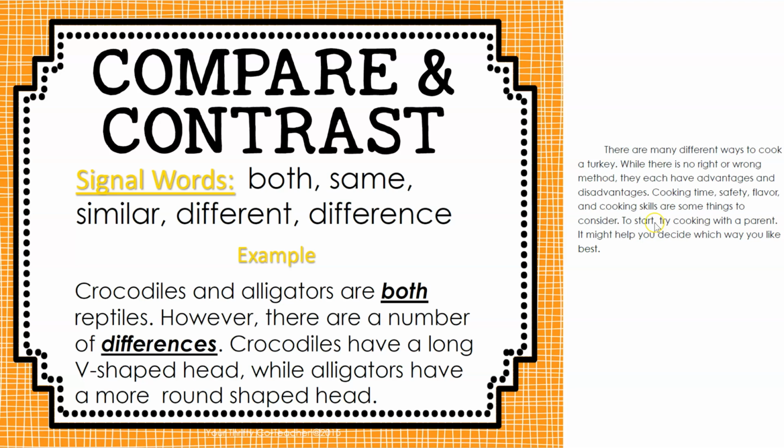If we take a look at the last paragraph of There's More Than One Way over here, we can find some of these signal words. There are many different ways to cook a turkey. While there is no right or wrong method, they each have advantages and disadvantages. Cooking time, safety, flavor, and cooking skills are some things to consider. The author here suggests that all of these things differ among the turkey cooking methods, and some might be similar.